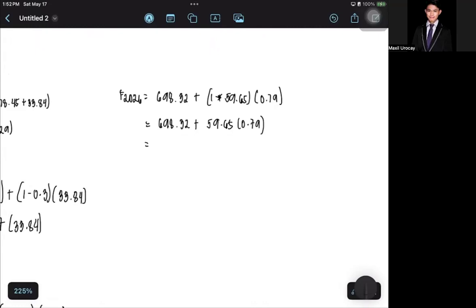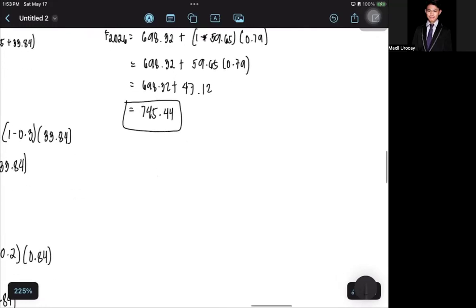59.65 times 0.79 is equal to 47.12. So you will calculate 47.12 plus the 698.32, that will equate to 745.44. And this is the forecasted data for 2026.